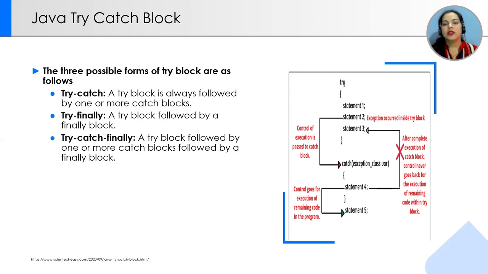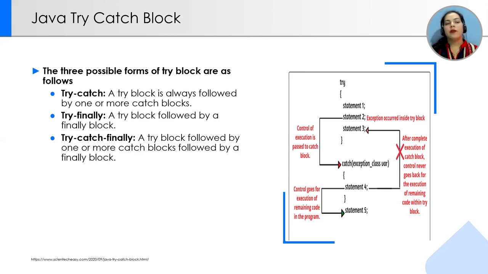So what has been done? Firstly, we are using the try block. In this, we have put some statements like statement 1, statement 2, and statement 3. So an exception occurred inside the try block. Now, what will happen after complete execution of the catch block? Control never goes back to the execution of the remaining code within the try block. For that purpose, we have to use the catch block so that it can catch the exception and solve it.